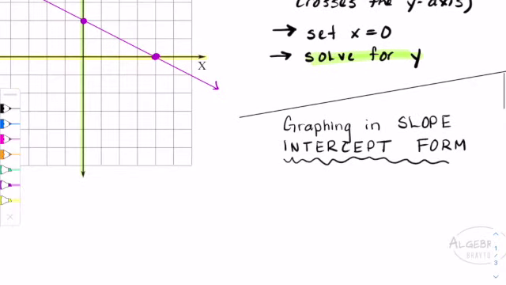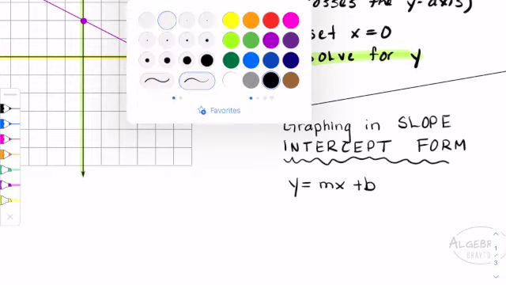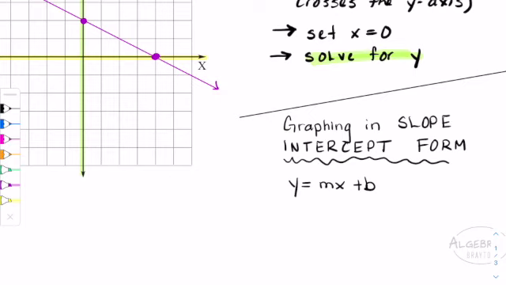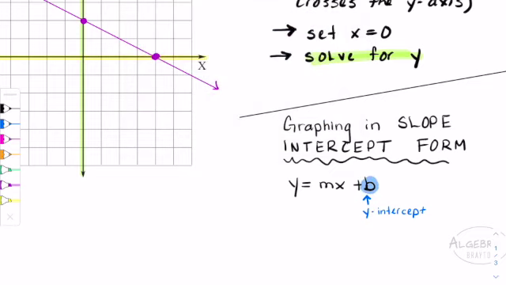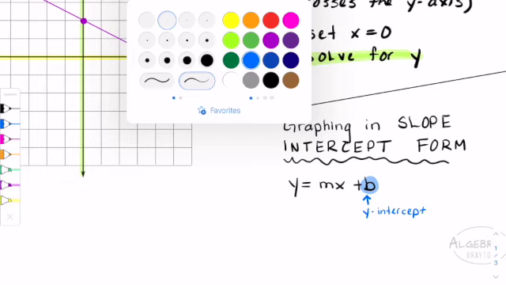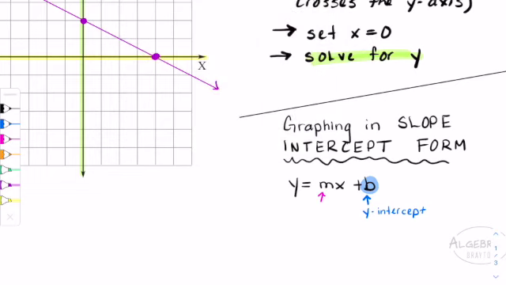All right, so when you are graphing in slope-intercept form, you need to make sure that your equation is in the form of y equals mx plus b. And once you have it in the form of y equals mx plus b, b is your y-intercept, and m is your slope value.